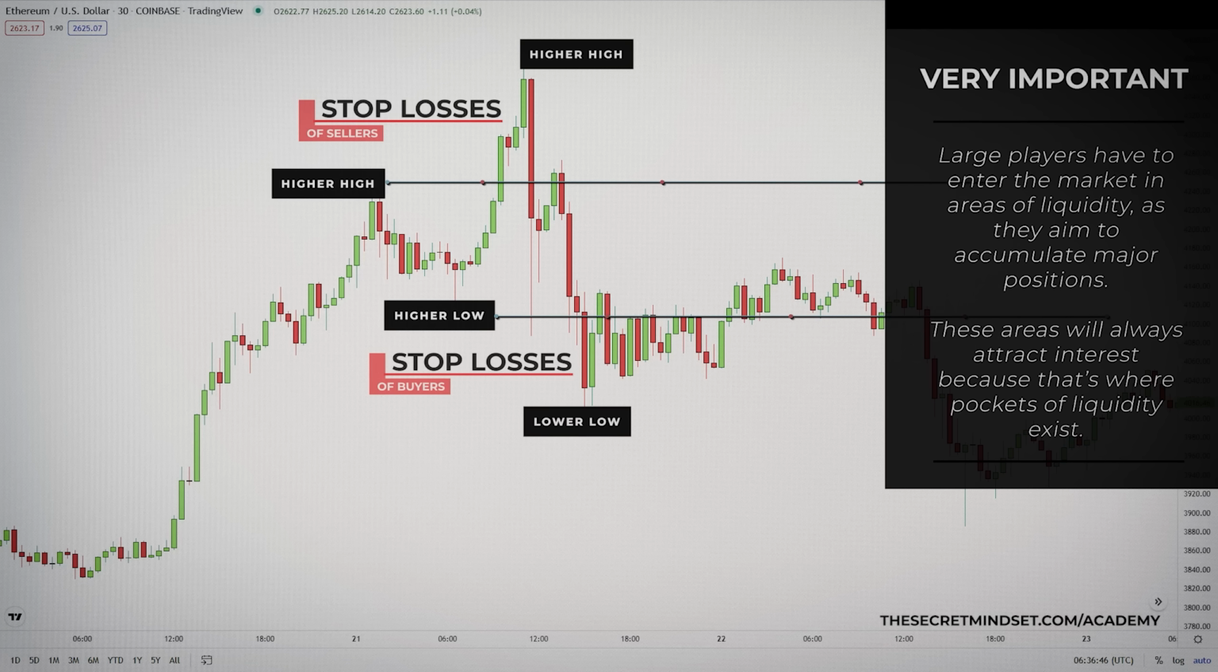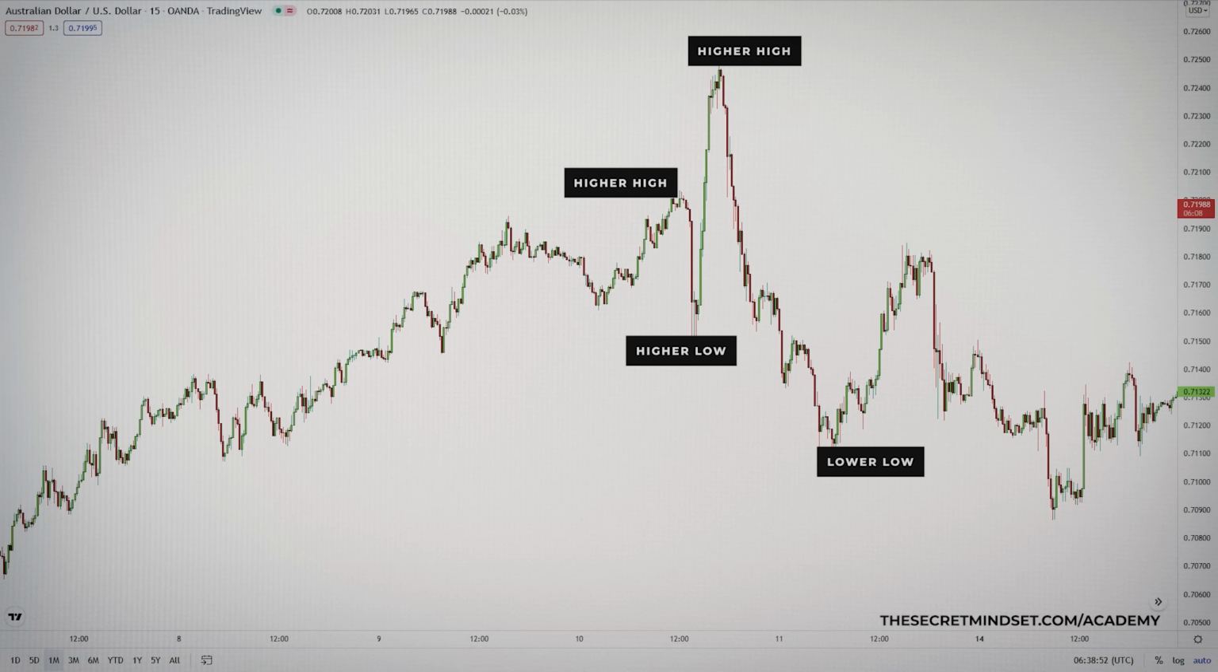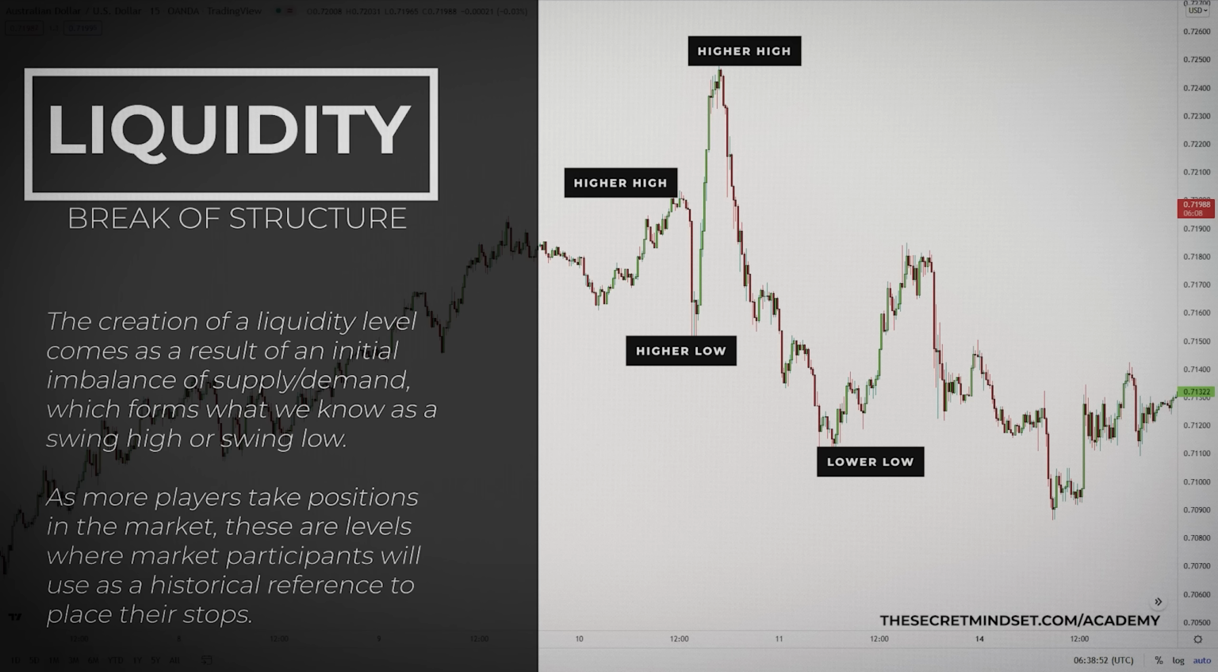These areas will attract interest because that's where pockets of liquidity exist. Now, very important, the creation of a liquidity level comes as a result of an initial imbalance of supply and demand, which forms what we know as a swing high or low. As more players take positions in the market, these are the levels where market participants will use as a historical reference to place their stops.